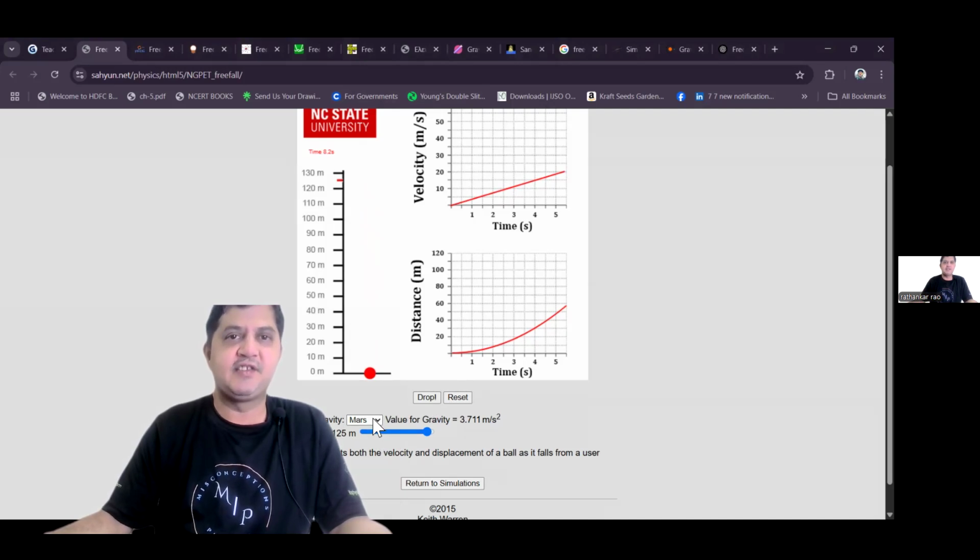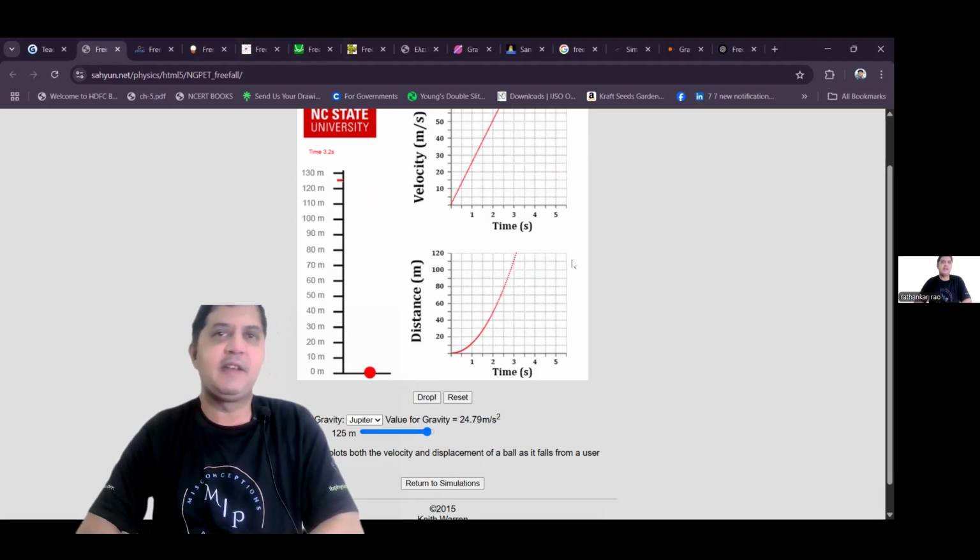Now if I change this to Earth, reset this and go back, you see the speed of this ball is much more enhanced. The earlier slope was this much, and now the slope is much higher, right? In a similar way, if I go to Jupiter and repeat the same experiment, the gravity is about 2.5 times that of the Earth. When I do this, the ball approaches the ground much faster, and the graph looks like this.